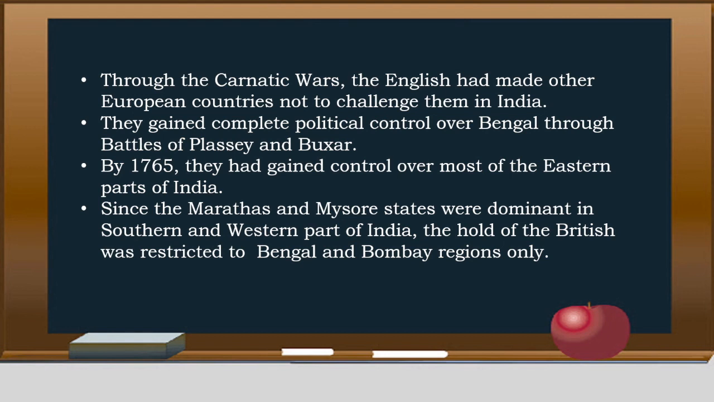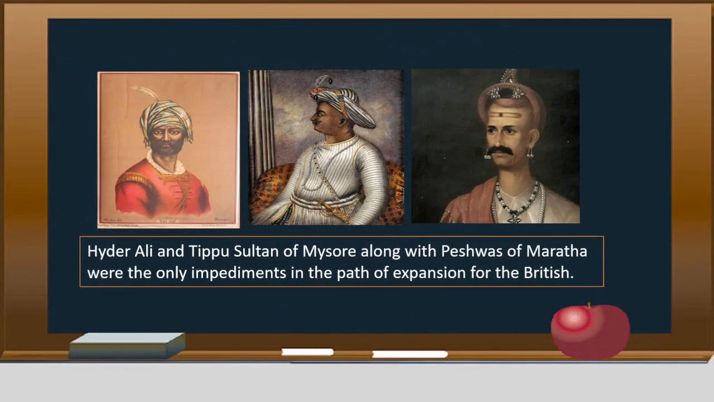Since the Marathas and Mysore state were dominant in the southern and western parts of India, the hold of the British was restricted to the Bengal and Bombay regions only. Hyder Ali and Tipu Sultan of Mysore, along with the Peshwa of the Marathas, were the only hurdles, the only impediments in the path of expansion of the British. So the Marathas, Hyder and Tipu of Mysore were the only hurdles for the expansion of their empire in India.